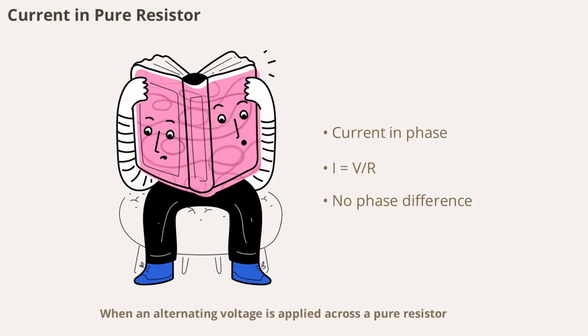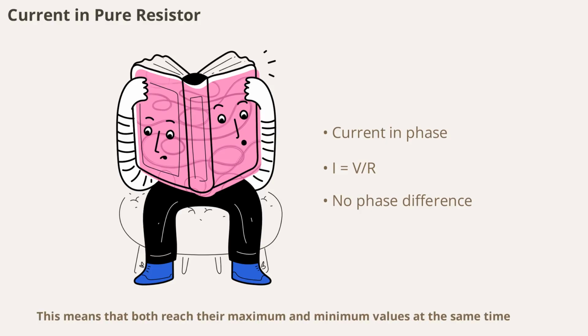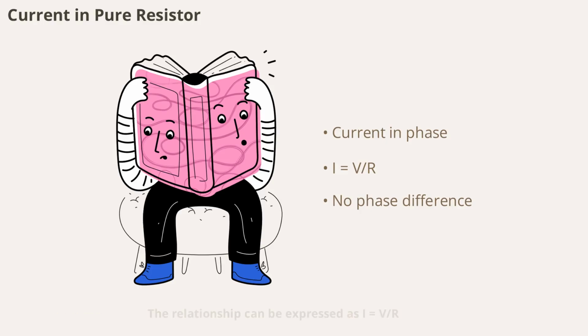When an alternating voltage is applied across a pure resistor, the current through the resistor is always in phase with the voltage. This means that both reach their maximum and minimum values at the same time. The relationship can be expressed as I = V/R, where V is the instantaneous voltage and R is the resistance. This simple relationship makes resistors easy to analyze in AC circuits, as there is no phase difference between current and voltage. Understanding this behavior is the foundation for analyzing more complex circuits.